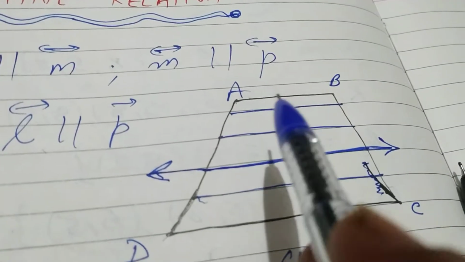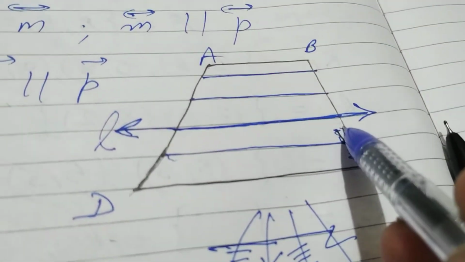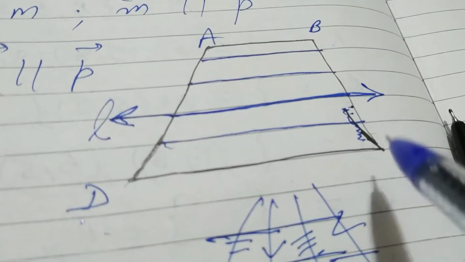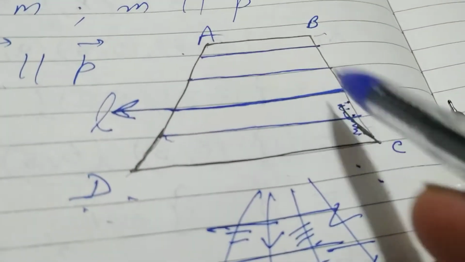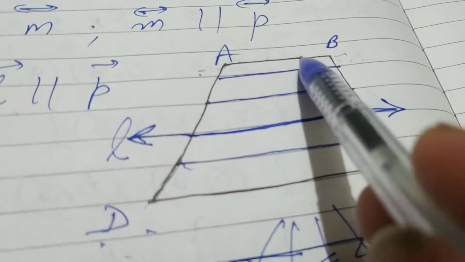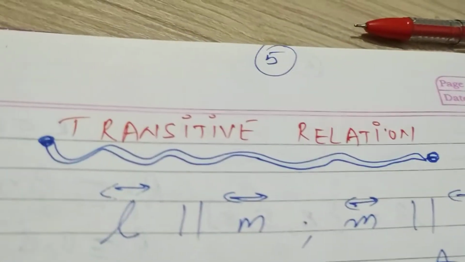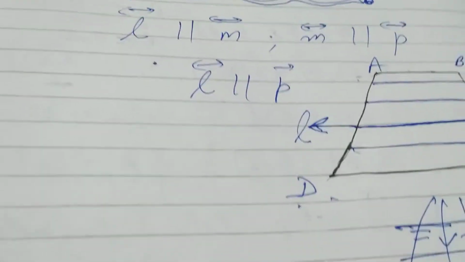So here also we can see that suppose there is line L. Line AB is parallel to line L, and line L is parallel to line DC. Then AB is definitely parallel to line DC. So in this way, the relation of parallelism is being transferred from the first line to the third line. In this way, we can understand the transitive relation.